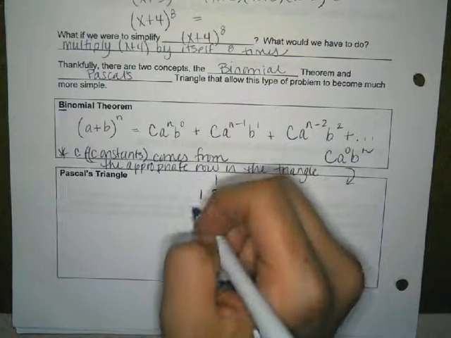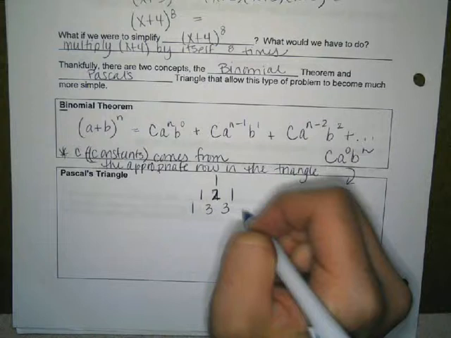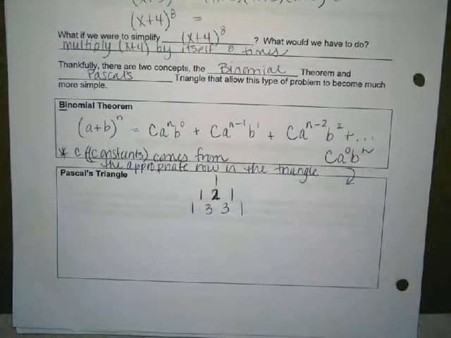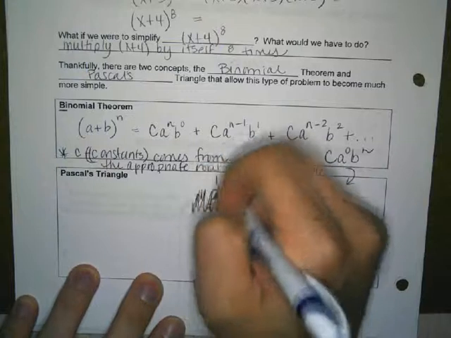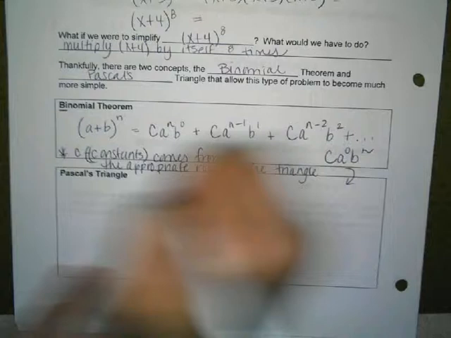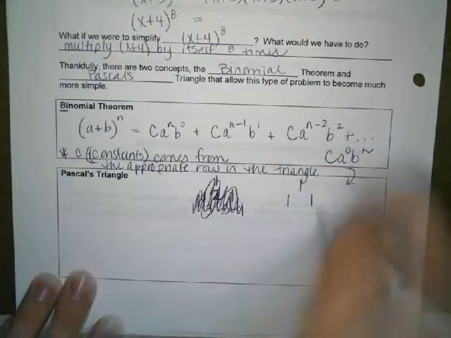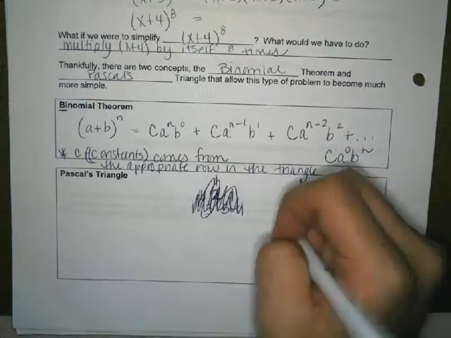Next row, I'm just going to double check. Nope. I was right the first time. Sorry. Erase or cross out. I messed up the first row. Alright. It was 1 and 1. The next row after that is 1, 2, 1. There we go.